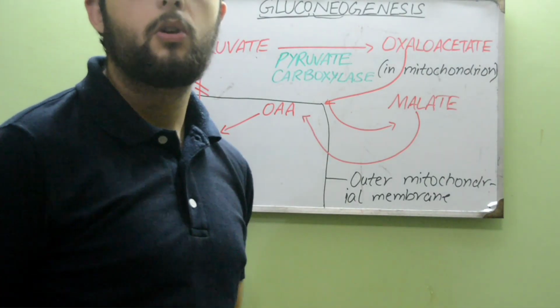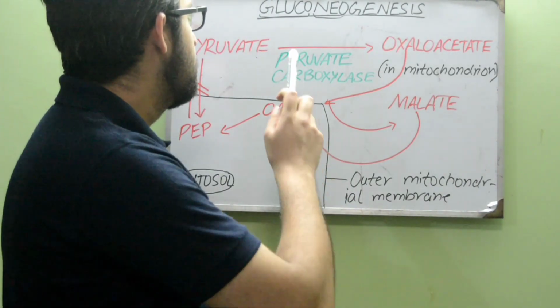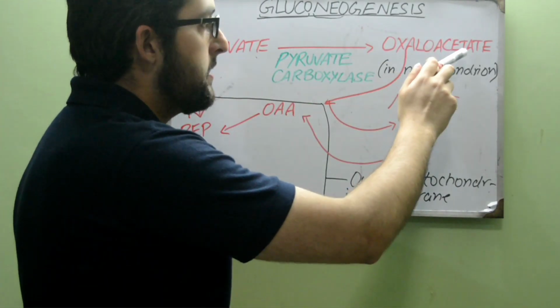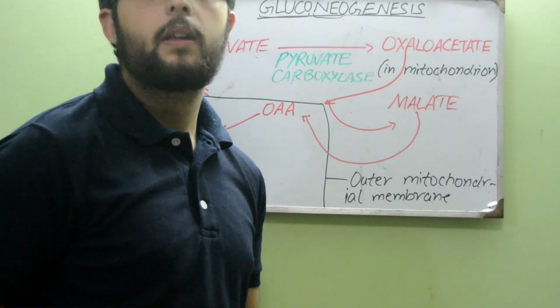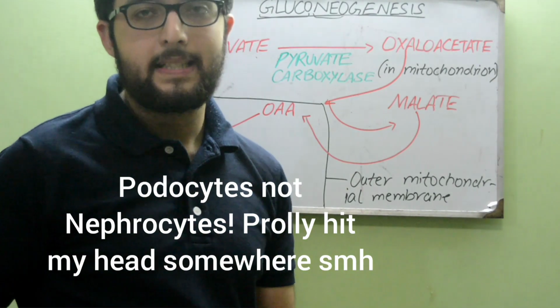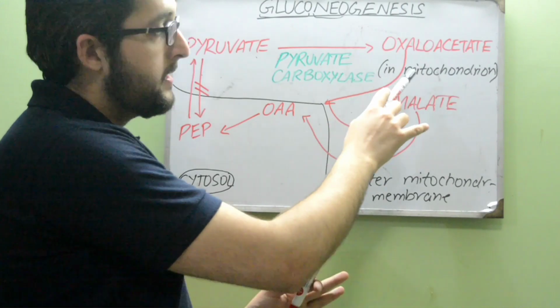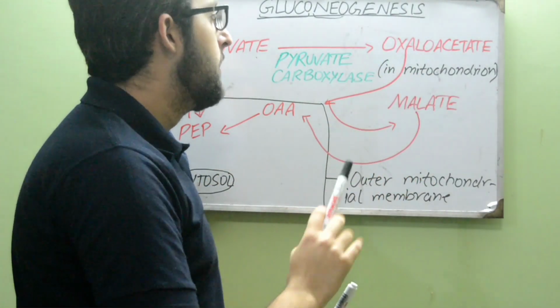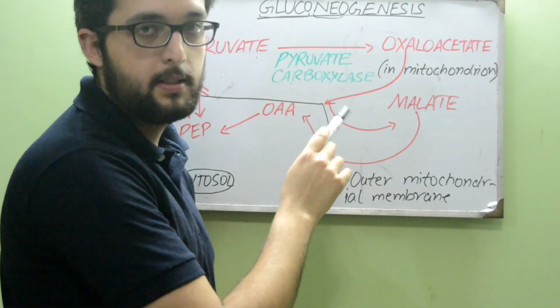oxaloacetate to phosphoenol pyruvate, it's not as simple. What happens is that, pyruvate was converted to oxaloacetate, and this reaction is occurring in the mitochondrion of the hepatocytes and the nephrocytes, which are your liver cells and your kidney cells respectively. So this reaction is occurring in the mitochondrion of those cells, right? Remember this. By the enzyme pyruvate carboxylase.